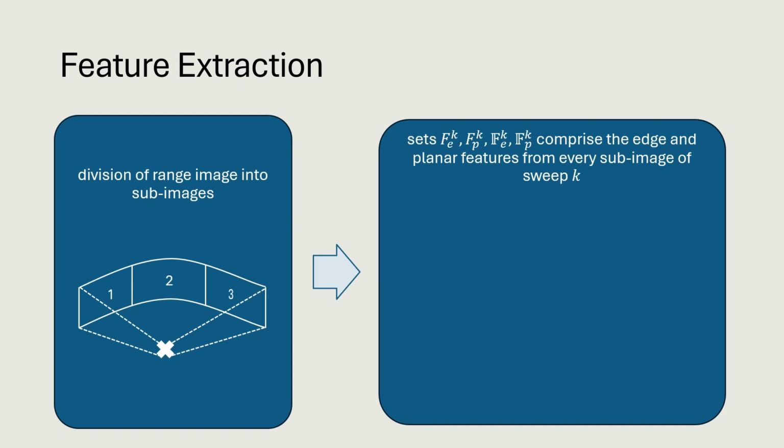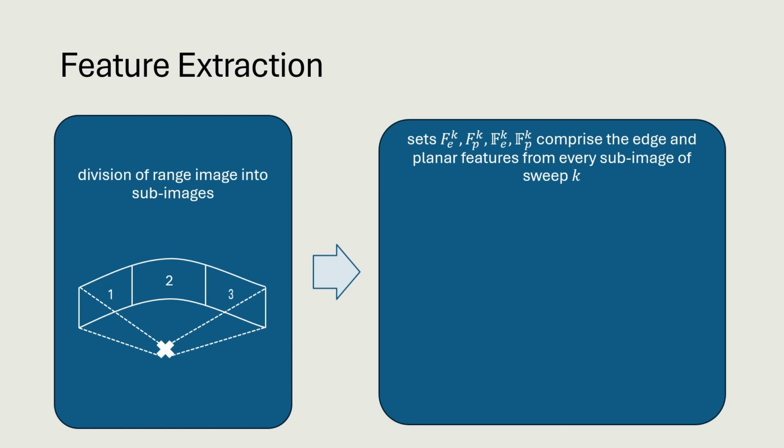Later, the features from the F_e^k and F_p^k sets, so the ones of the current sweep, will be matched against the features from the double F_e^(k-1) and double F_p^(k-1) sets, the ones of the previous sweep. But this will be explained in more detail in the next module.